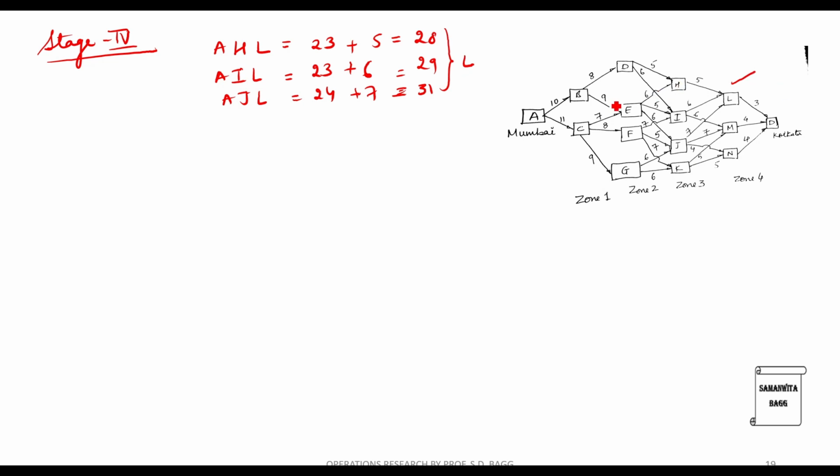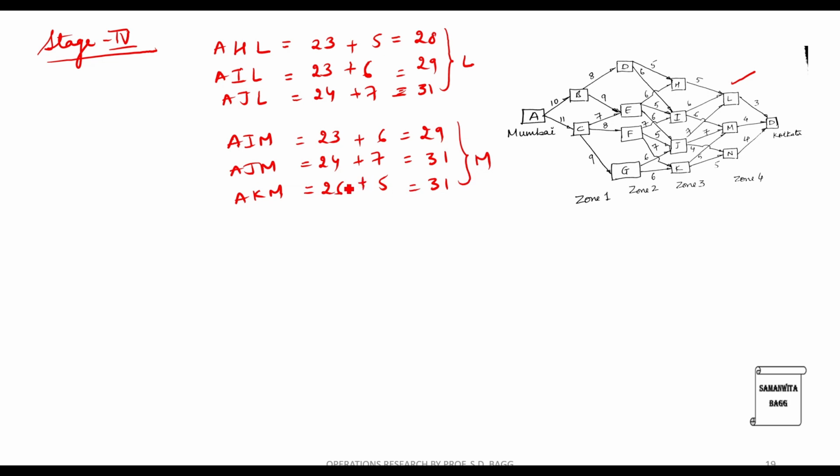We can go from AIM. Then we can have AJM and AKM. A to I is 23, A to J is 24, A to K is 26. I to M is 6, J to M is 7, K to M is 5. This is 29, this is 31 and this is also 31. This is for M.